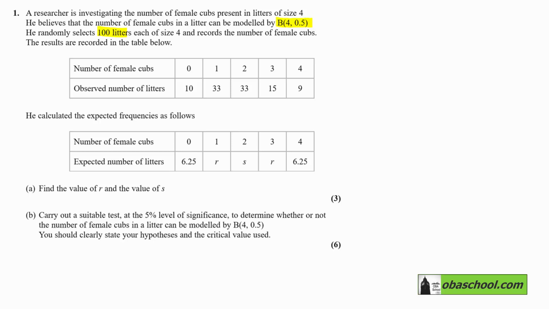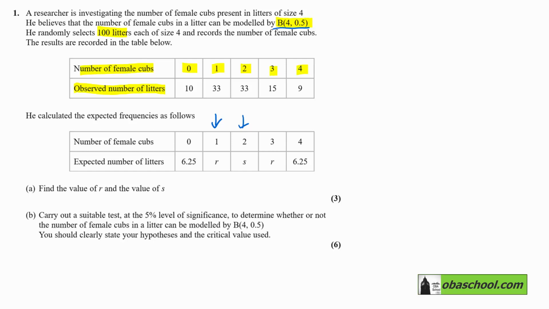So we can see the number of female cubs here, 0, 1, 2, 3, and 4, and the observed number of litters, which should add up to 100. He calculated the expected frequencies as follows, and of course that is using the binomial for 0.5. What we need to do is work out the probability and then multiply it by 100. And because it's symmetrical, the R is in 2 places there.